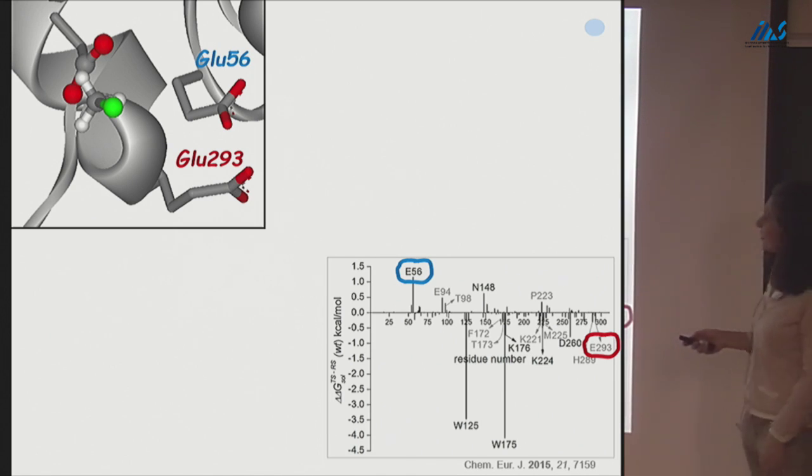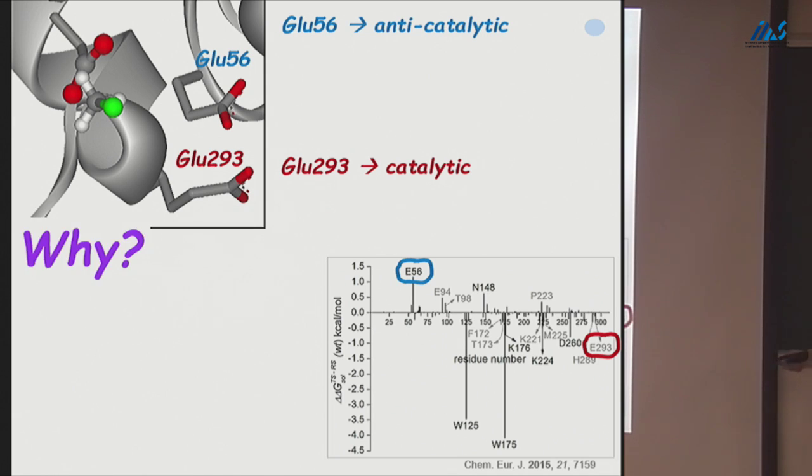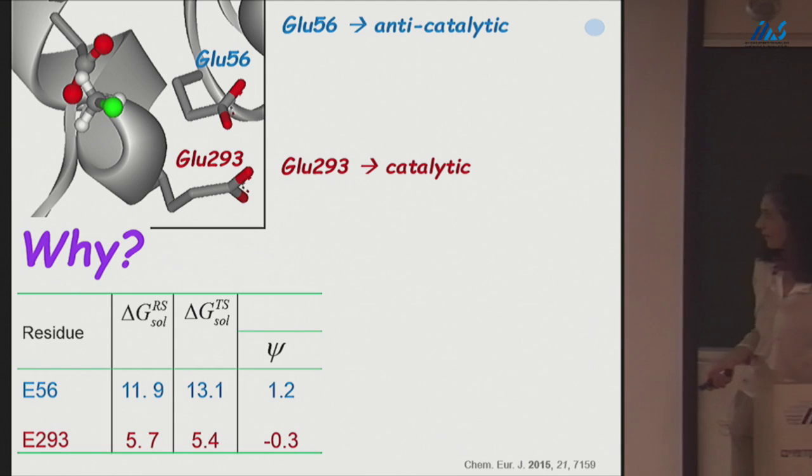Another example is here, where we see two glutamates, and one of them, 56, is in the hotspot. It looks anti-catalytic, whereas the other one, 293, looks catalytic. And the question is, can we use our method to explain why? Both of them are the same residue. Why is one of them catalytic and the other one anti-catalytic?